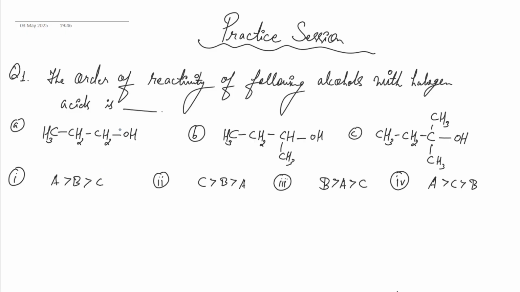So the very first is propanol, and this is your butanol, and this is your how much? 5 different carbons. So this is the pentanol, right? So these three different alcohols are there. So this is the alcohol group.